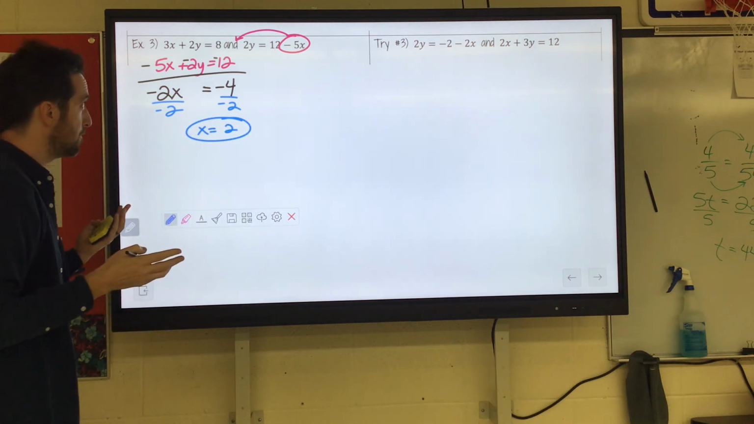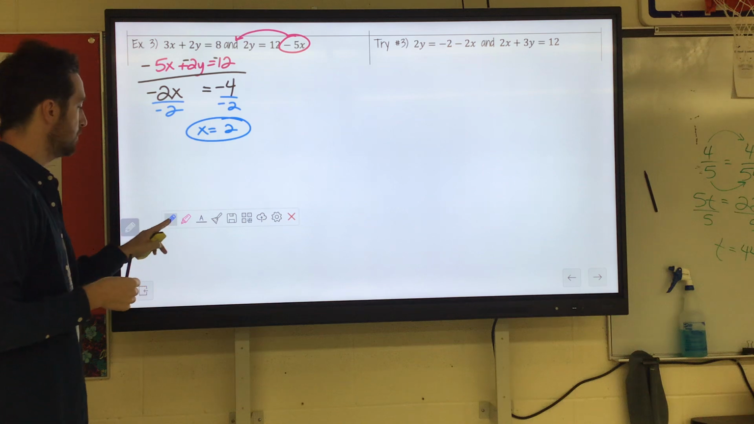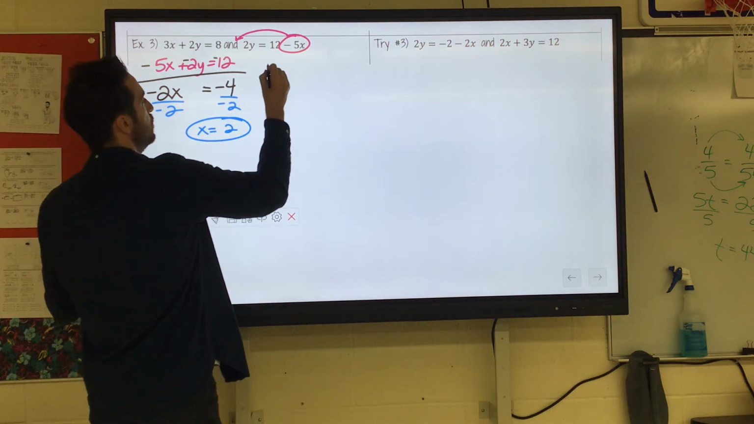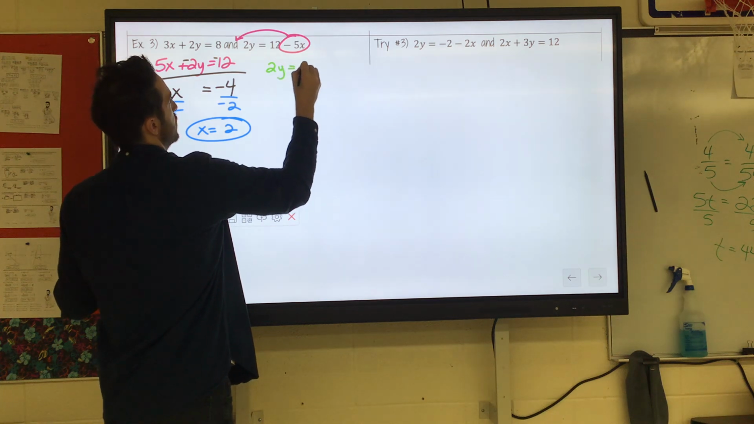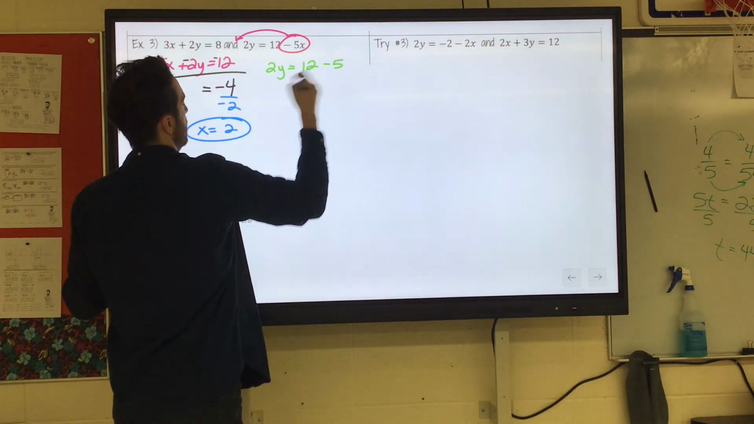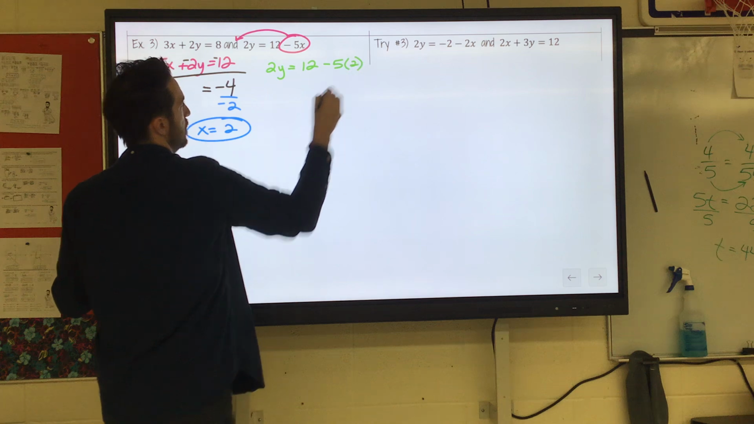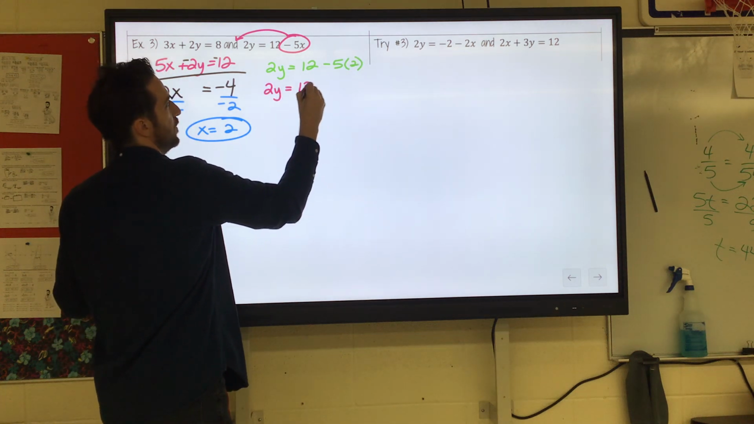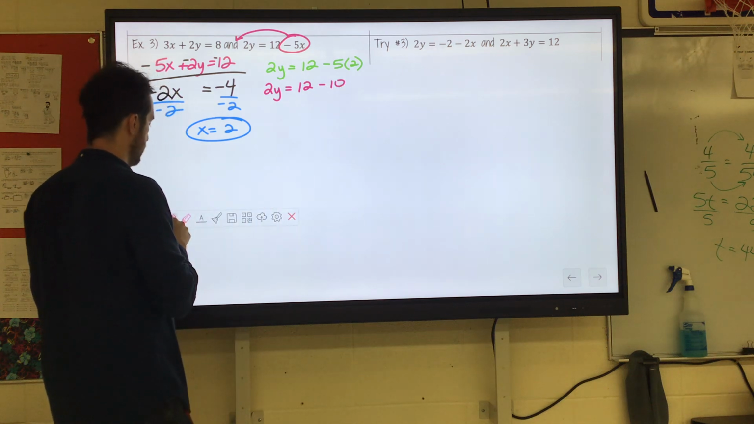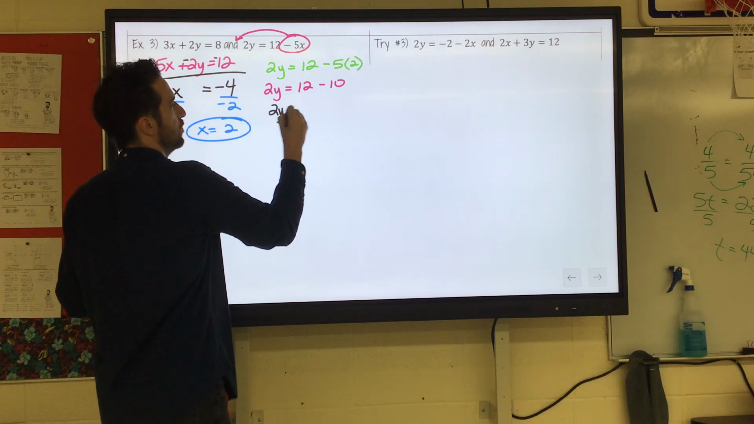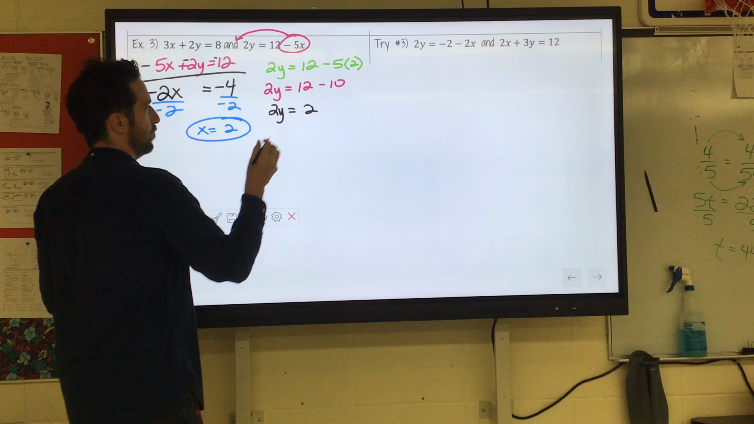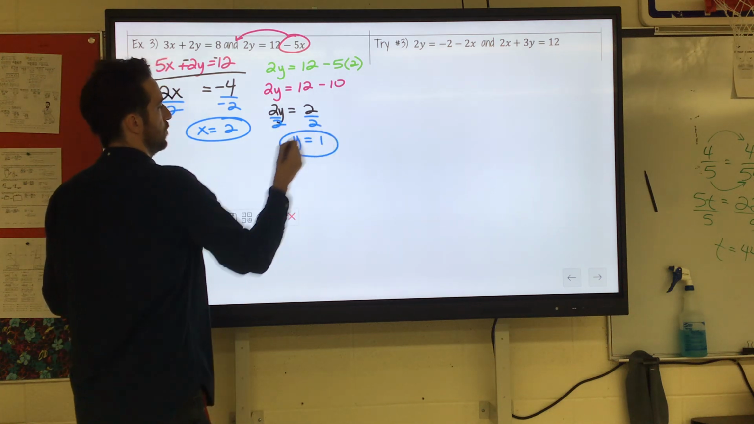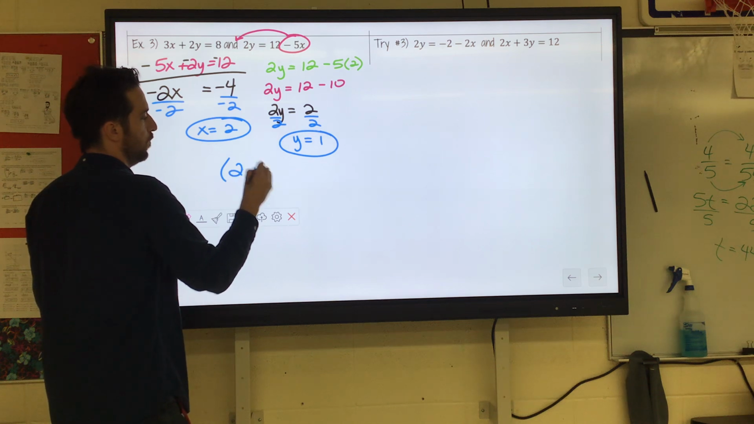Still need y. We can use any equation. I have space over here, so let's go with the original one. 2y equals 12 minus 5x, 5 times 2. So that would give us 2y equals 12 minus 10. 12 minus 10 is 2, so 2y equals 2. Divide both by 2, and we get y equals 1. So our coordinate would be 2, 1.